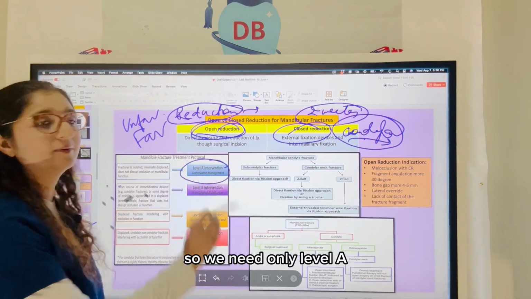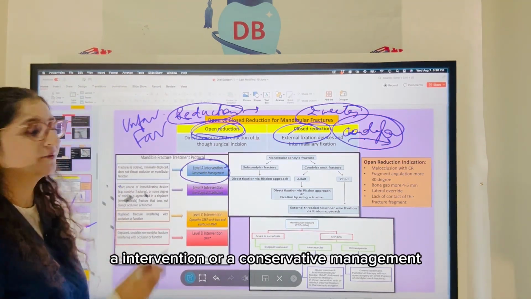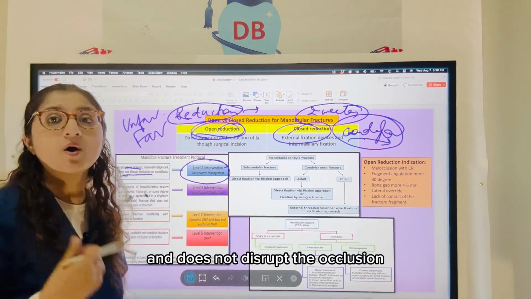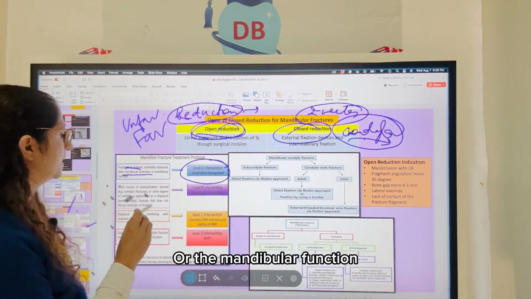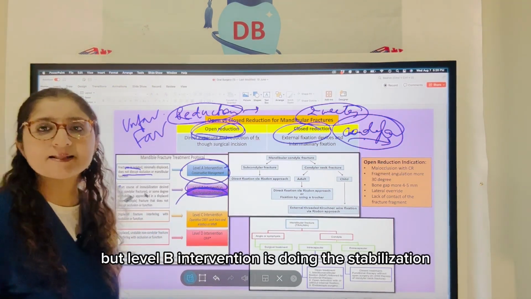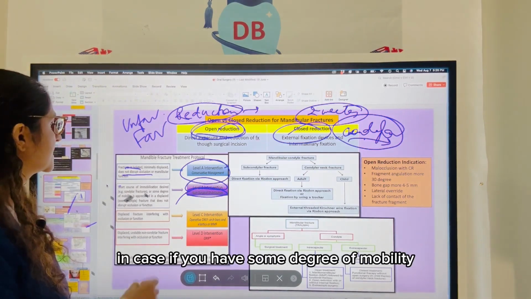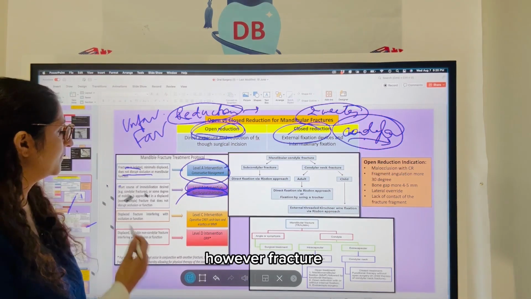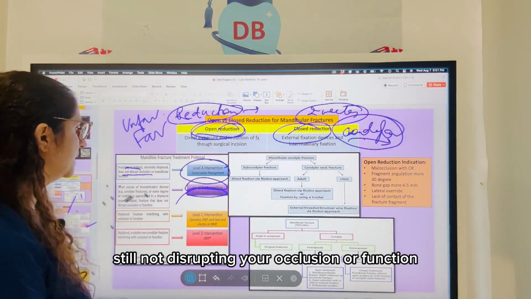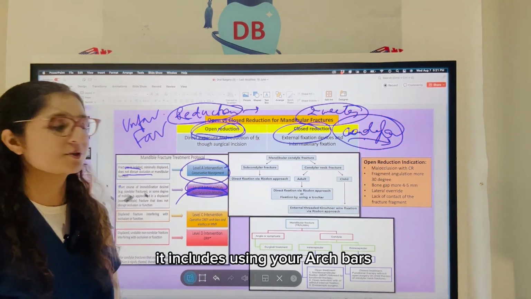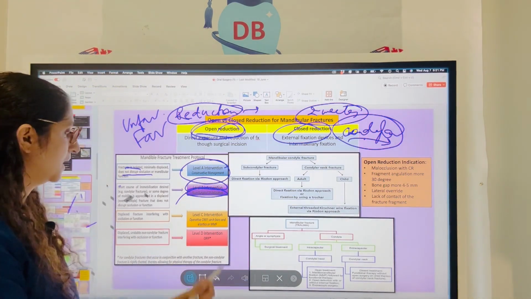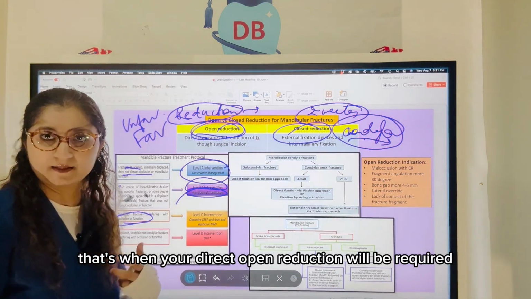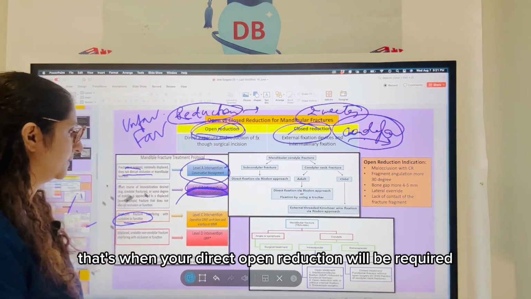You need only level A intervention or conservative management if your fracture is just isolated, minimally or not displaced, and does not disrupt the occlusion or the mandibular function. But level B intervention is doing the stabilization, non-surgical stabilization, in case you have some degree of mobility in the displaced segment. However, the fracture is still not disrupting your occlusion or function. But level C intervention includes using your arch bars. Now, displaced fracture interfering with occlusion or function, that's when your direct open reduction will be required.